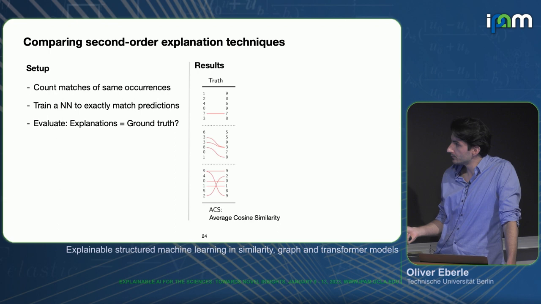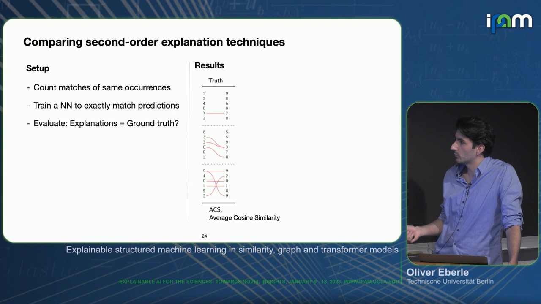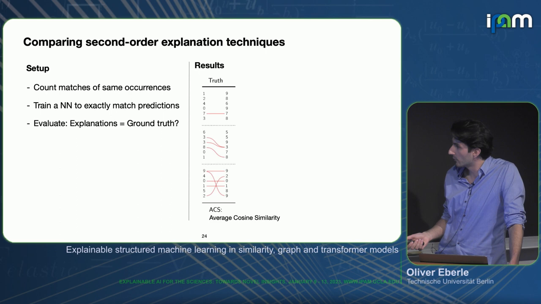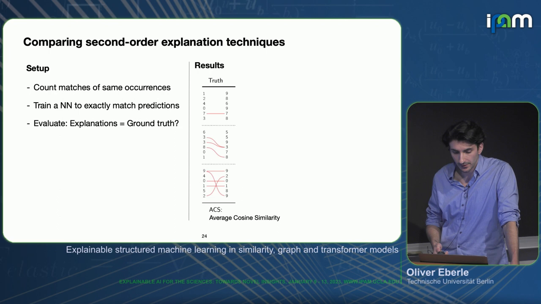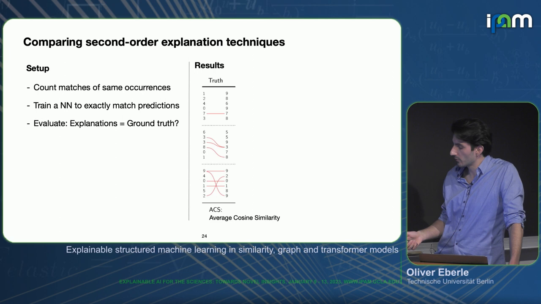of numbers, and the similarity score is based on the matching of the same digits in the two sequences. So for example, here there are two sevens, so they receive a match and a positive interaction, and it's the same for the others. So we have some ground truth idea of what the similarity score should be based upon. And then we can train a neural network to replicate this ground truth data, and then test whether our explanations are able to match these properly.